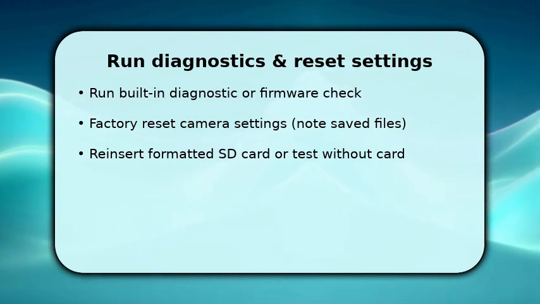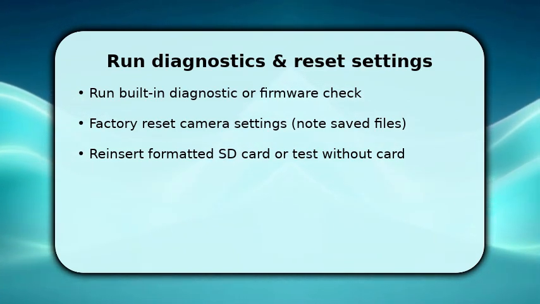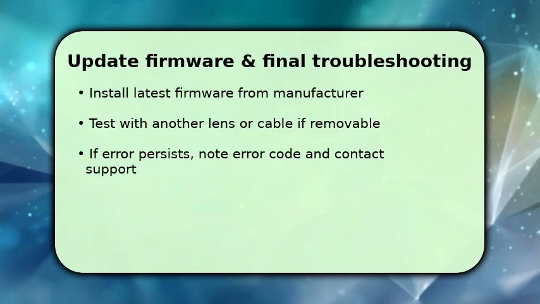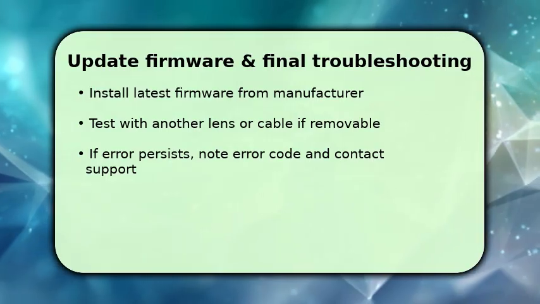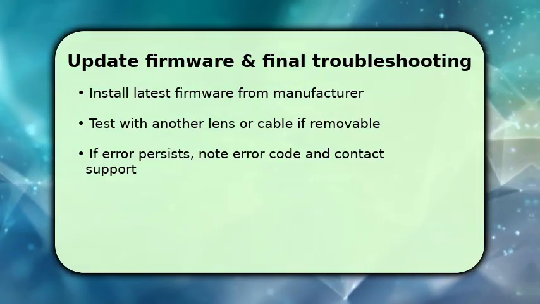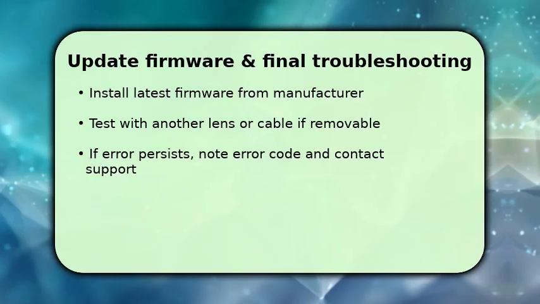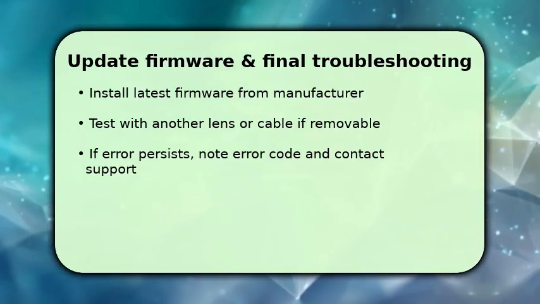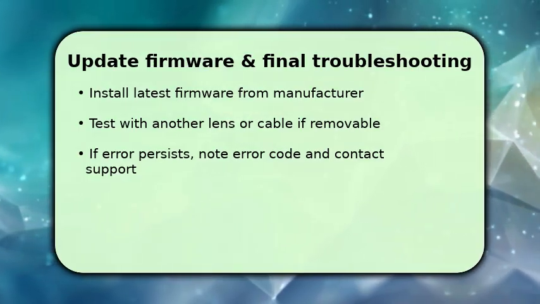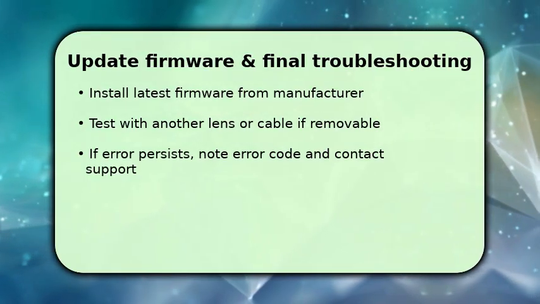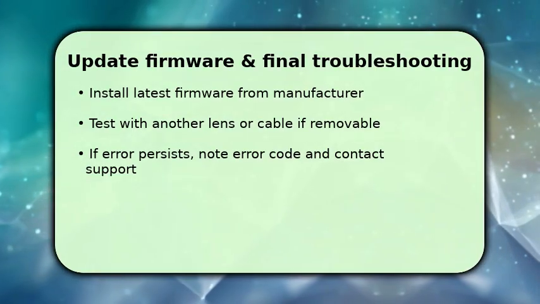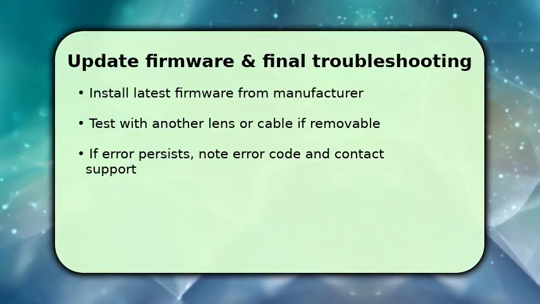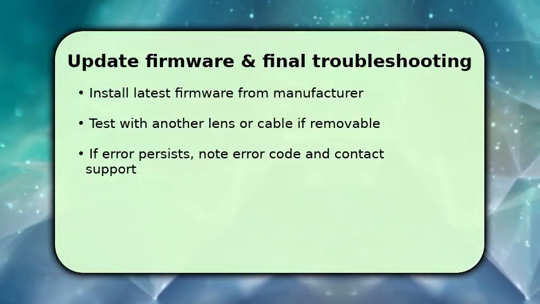Finish by updating to the latest firmware. Manufacturers release fixes for common errors, so this step often resolves persistent faults. After updating, test the camera with another lens or cable if applicable to rule out accessory failures. If the error remains, record the exact error code and behavior, then reboot again before contacting support. This data speeds diagnosis. One key troubleshooting tip: if you see intermittent errors, swap the SD card and test on.